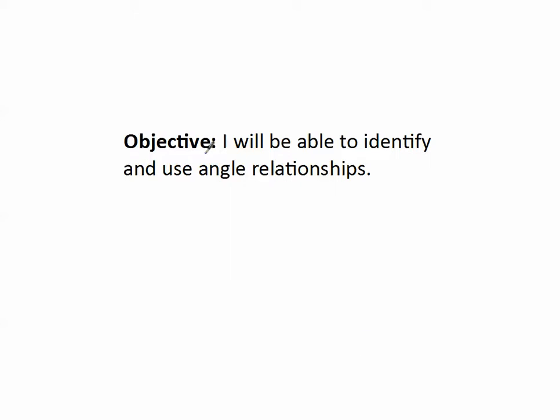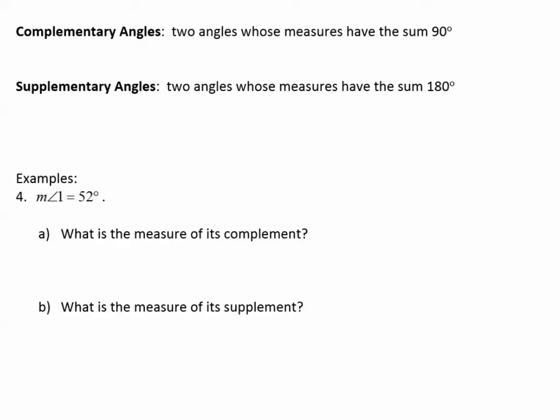Our objective in this lesson is to be able to identify and use angle relationships. Complementary angles are two angles whose measures have the sum 90 degrees. Remember that sum means adding.